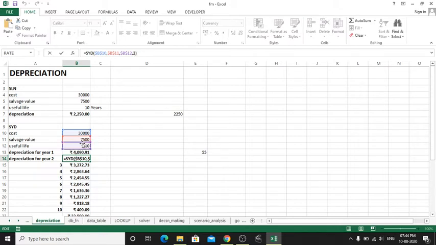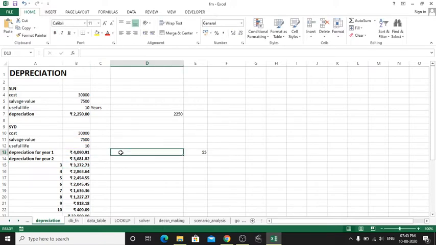Since SYD calculates the sum of years, considering the depreciation amount year-wise, we have to pass the fourth argument as year. So that changes the depreciation amount year by year. Okay, so this is the Excel calculation. Now let's move on to the actual calculation.